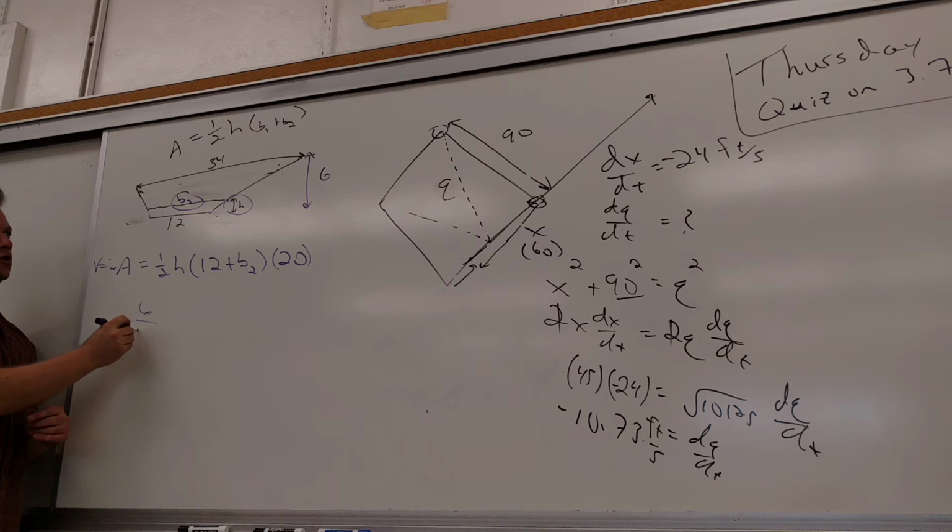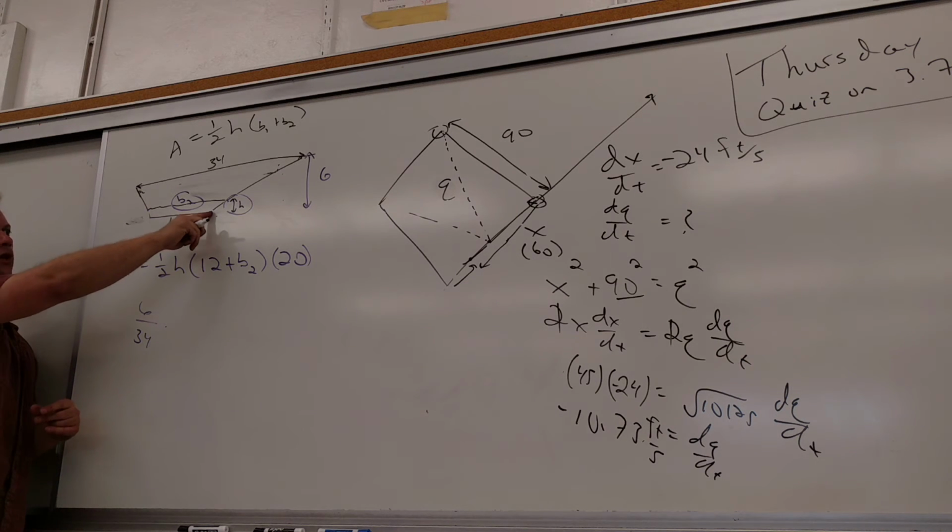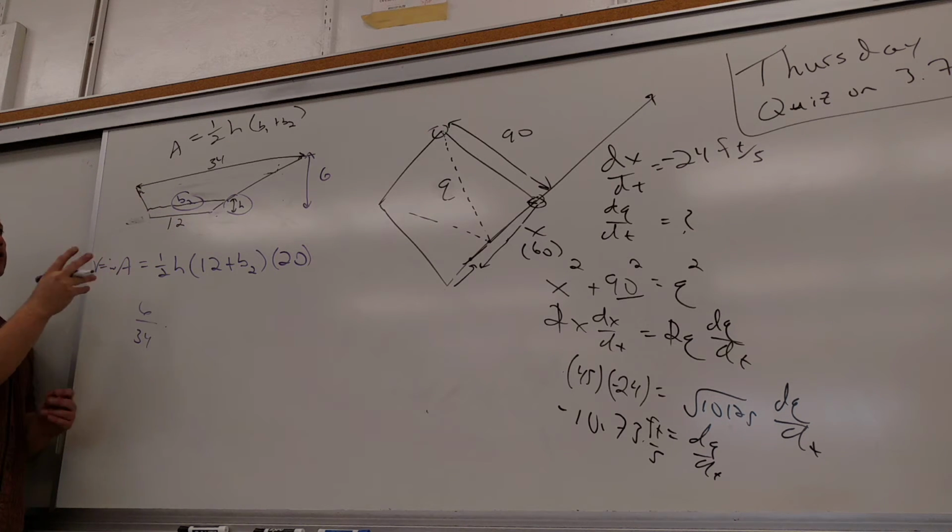When it's 6 foot tall, it's 34 feet wide. Equals B2 over H over B2. Now, when it's 0 feet tall, how wide is it? 12. 12 feet, right? So if you wanted to do it, I'm trying to remember. Let me think.